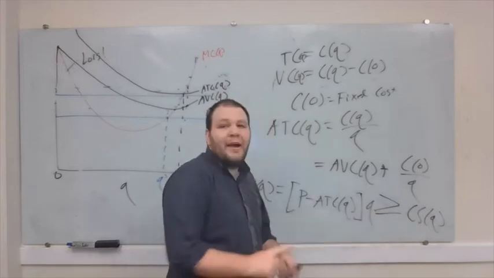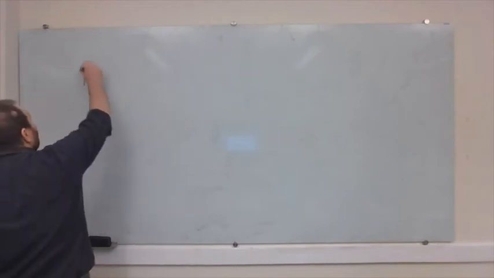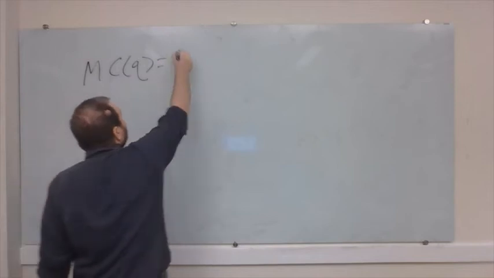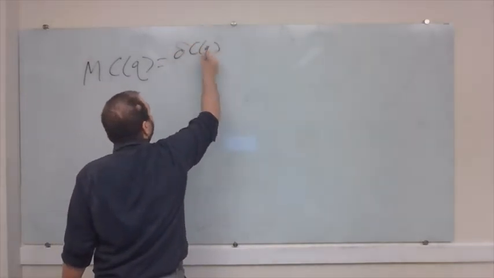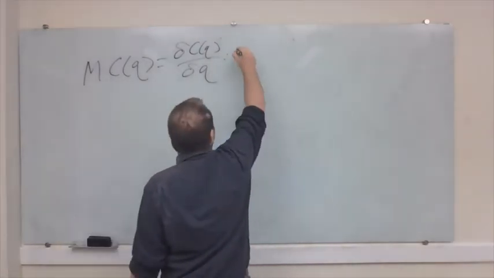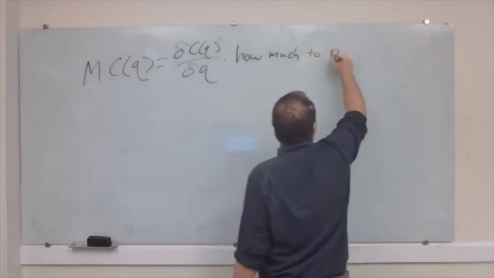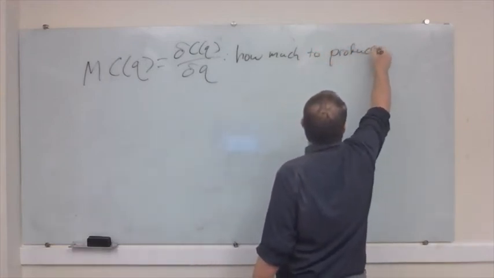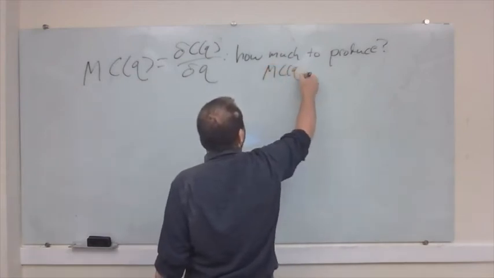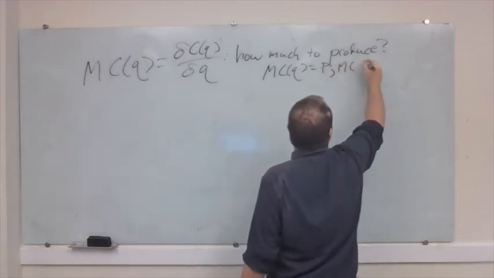calculating profit. So to sum all this up, right, we basically have three cost functions that play three different roles. We have our marginal cost, which is the derivative of our cost function with respect to Q. And this tells us how much to produce, if at all. Right? We'll find out how much to produce by setting marginal cost equal to price when marginal cost is increasing.